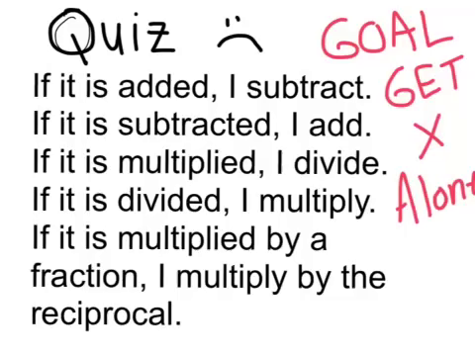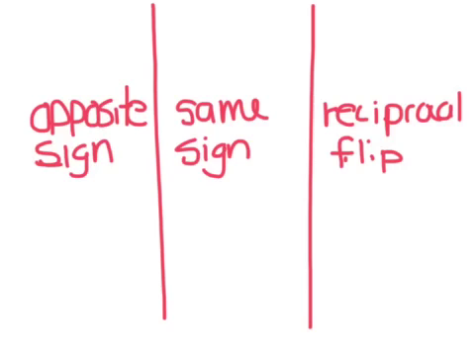So if you need a retake quiz, you either had trouble with the steps or the goal. The goal is to get the variable alone, and the steps are all right here in front of you. You might want to pause and write them down. If you missed any of questions 1 through 4, you probably forgot one of these rules.